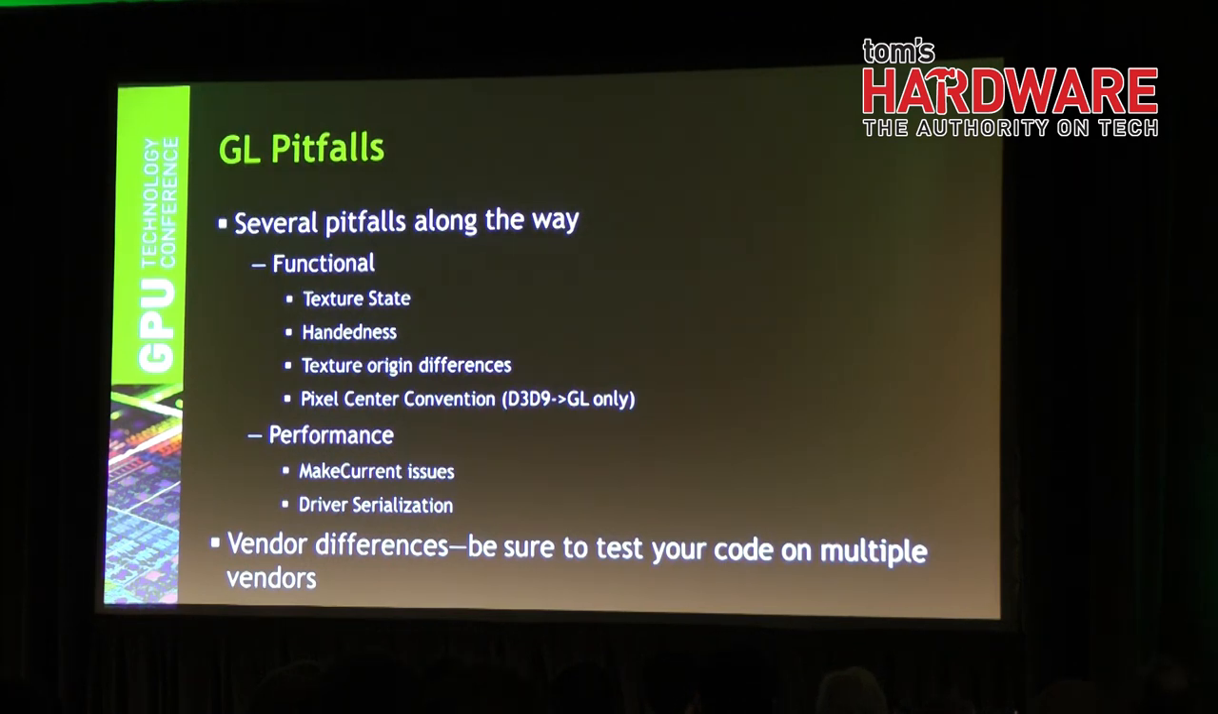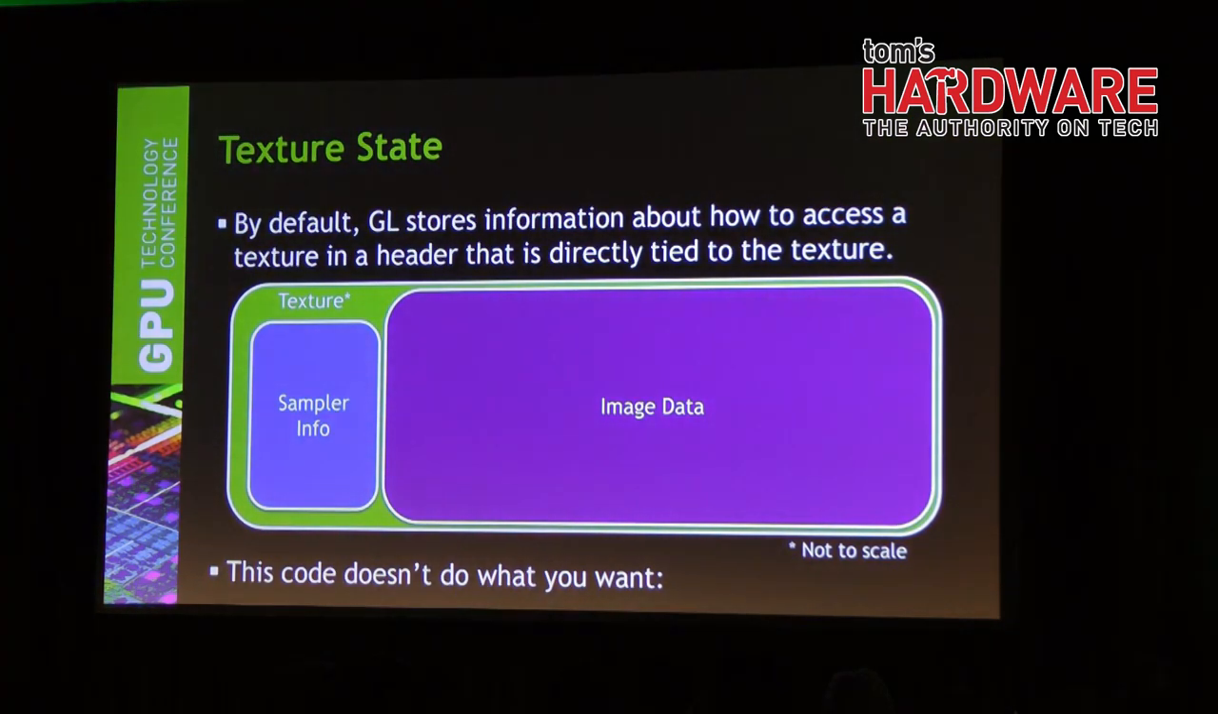So there were several other problems that we bumped into along the way that we wanted to talk about. There were functional things like texture state issues and handedness, the texture origin difference, and the pixel center convention, which is only an issue if you're on D3D9. There were performance things. Make current turns out to be really heavy, and there's driver serialization. And Rich wanted to make sure that I mentioned, make sure you test your code on multiple vendors, because you are talking directly to the vendor, and so it's important that you test your code on all of the vendors you're planning on shipping with.